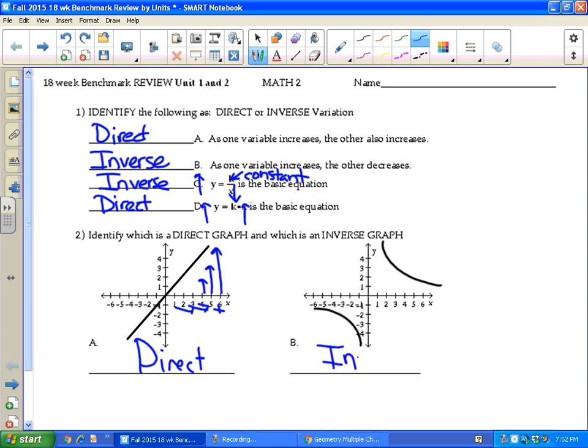This one is inverse. Pick any one quadrant. Usually we focus on the top right quadrant. As we get farther and farther and farther, this answer is coming down, coming down, coming down. So it's getting less and less. So as one increases, the other decreases.